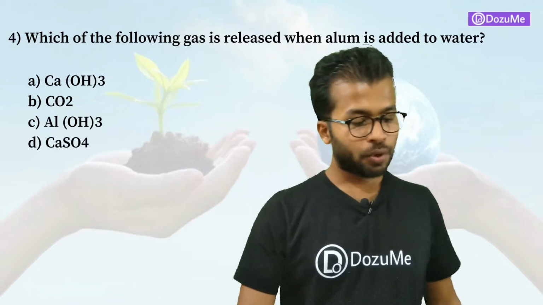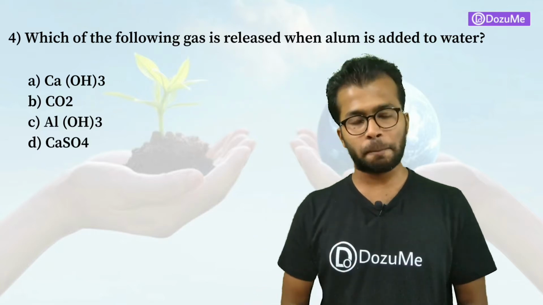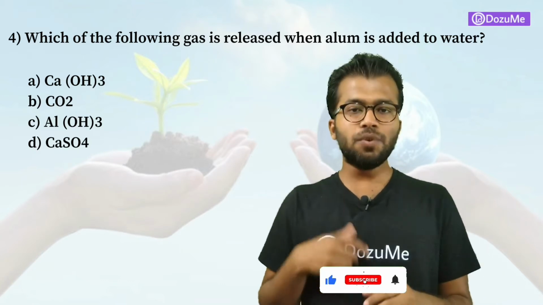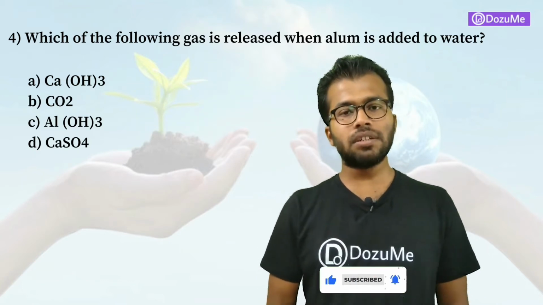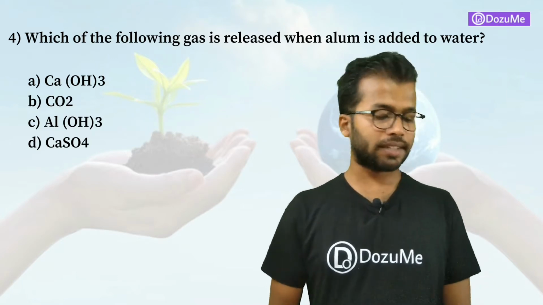Question number 4. Which of the following gases is released when alum is added to water? I hope you know the answer, then comment it. Basically, if you add alum to the water, it will produce carbon dioxide. So option B will be the correct answer.